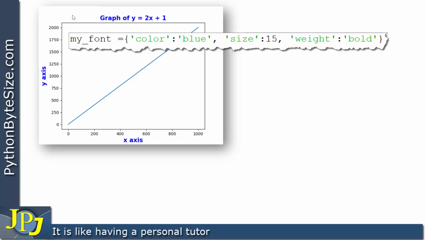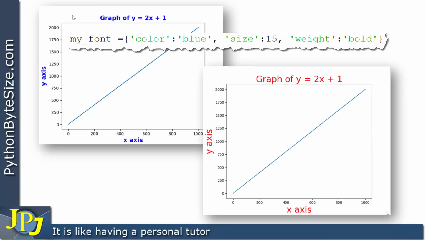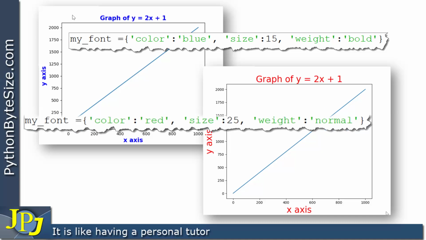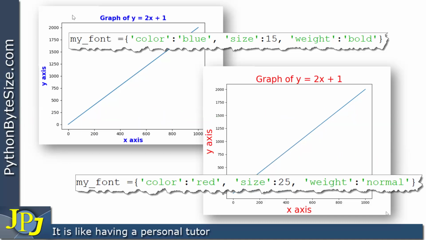I then altered the program, and when I altered the program, this is the output. And if you look at the X and Y labels here and the title, you can see they're all red, they're all bigger because I've set the size to 25, and they're no longer bold. And that's because I altered the dictionary as shown here, where I made the color red, the size 25, and the weight as normal.